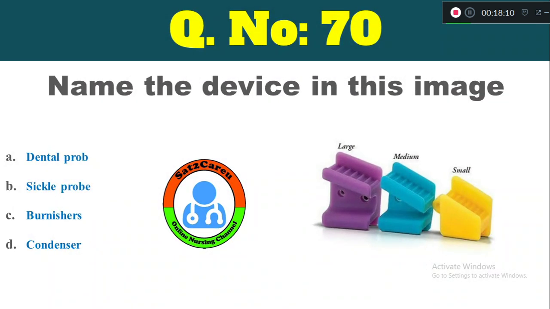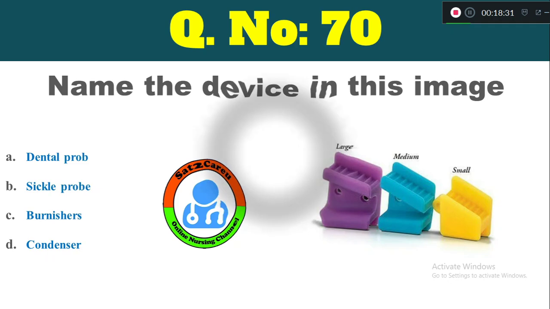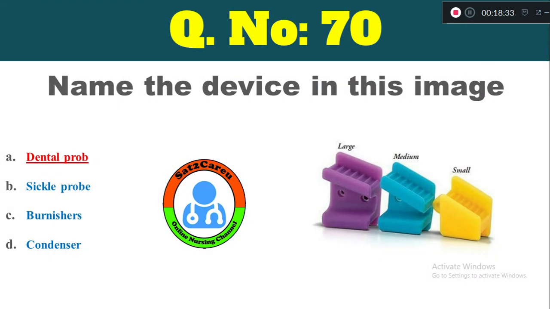Question number 70. Name the device in this image. Option A, it is dental probe. Option B, sickle probe. Option C, burnishers. Option D, condensers. The right answer, they are used in the dental clinic for children and those who cannot open the mouth. The right answer is they are dental probe.